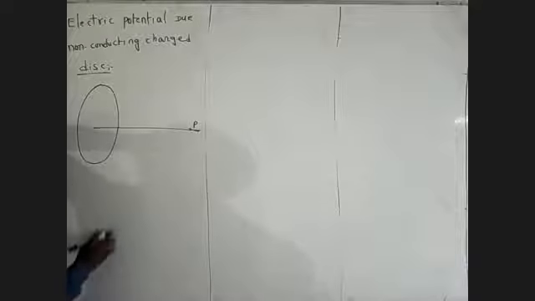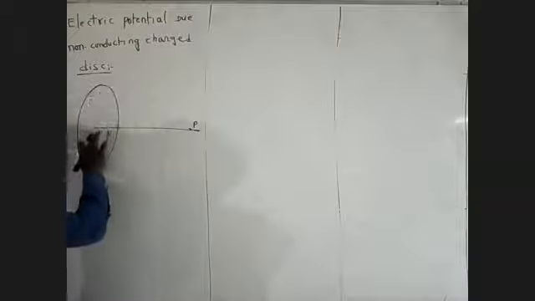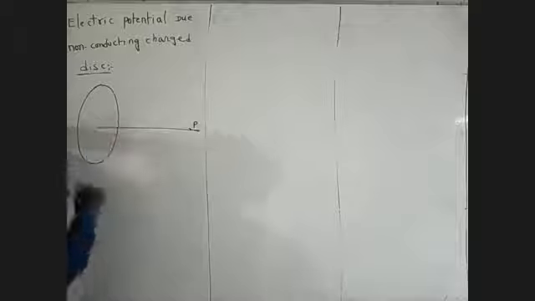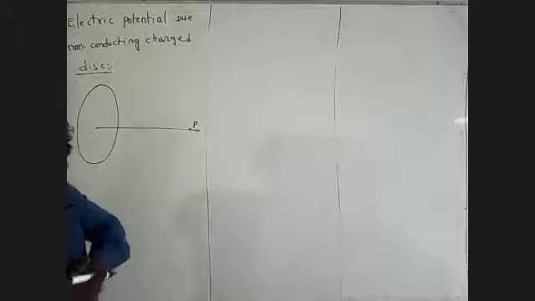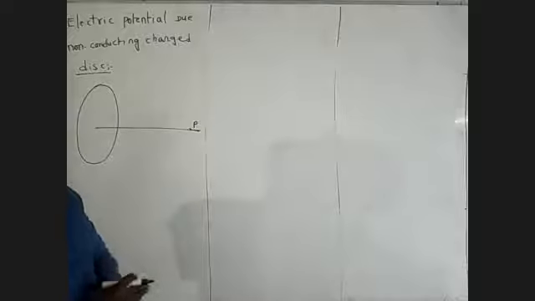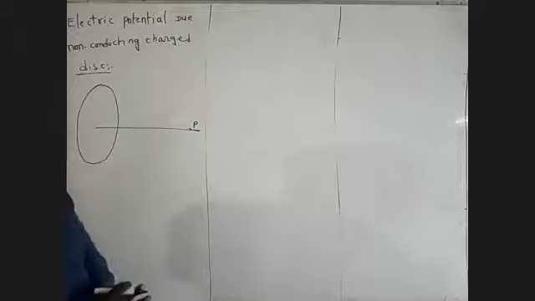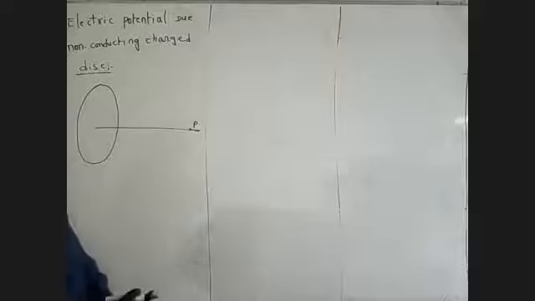So this is a disk. This disk can be divided into a number of concentric circles.